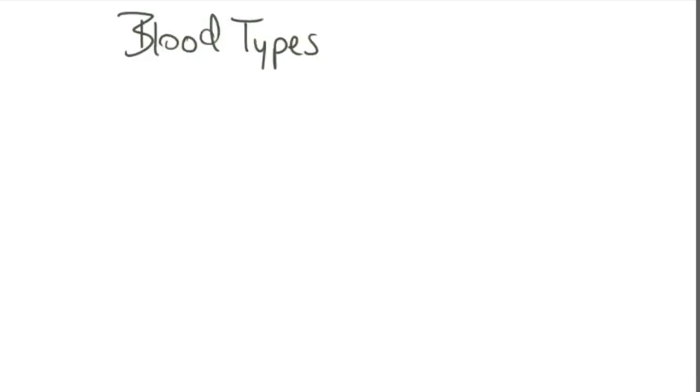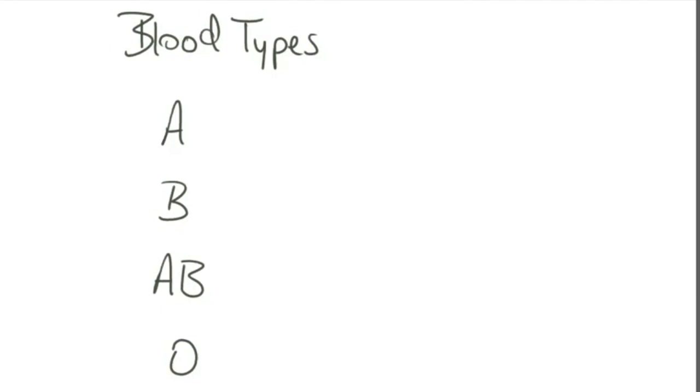We're going to talk about blood types. How many people in here know their blood type? Okay. Cool. How many people know how many blood types there are? The basic blood types are A, B, AB, and O. So there's 4 basic main primary blood types.